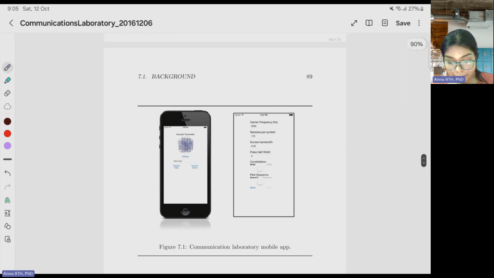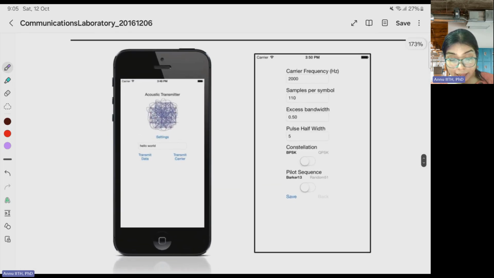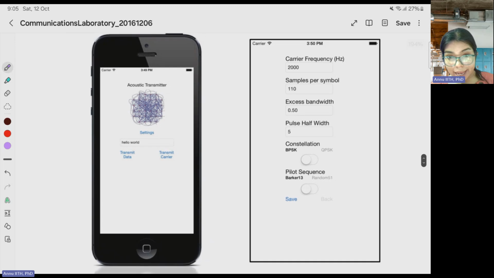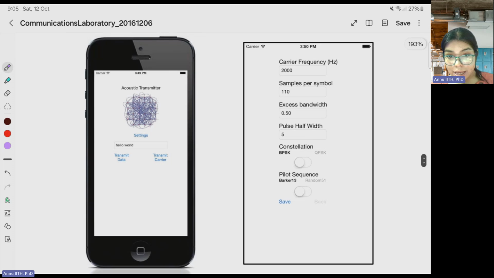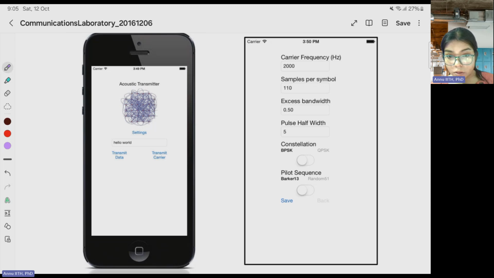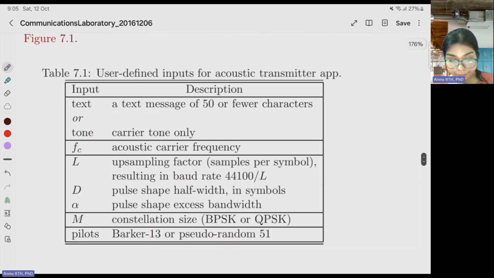And this is one of the good things that we can see: a communication laboratory mobile app. Here you can see the acoustic transmitter and the settings, the hello data and the transmit carrier. The carrier frequency was 2000 hertz, and the samples per second was 110. Excess bandwidth was 0.5 and the pulse half width is 5. The constellation BPSK was kept. You can also change these; this was one of the mobile apps we saw.